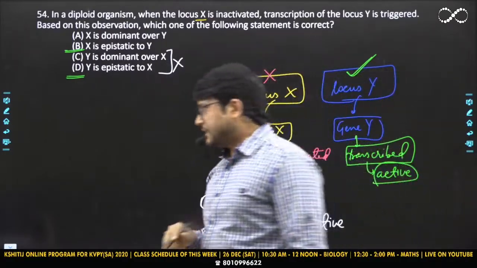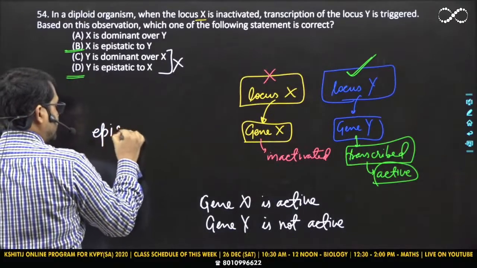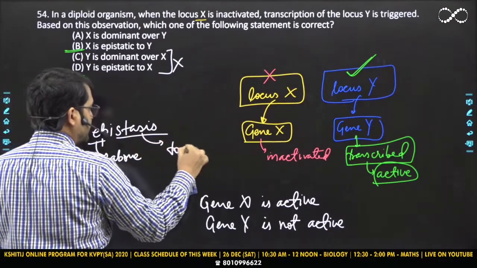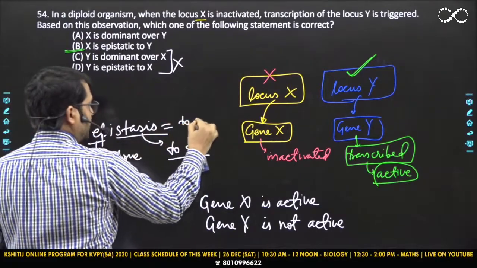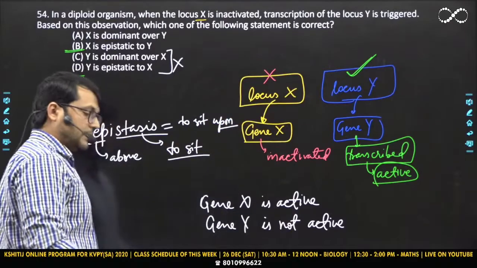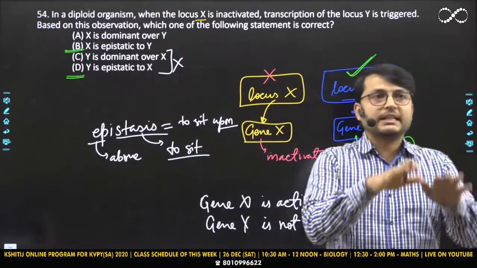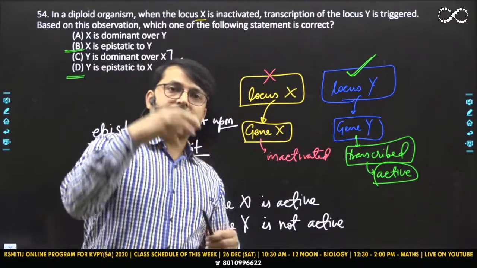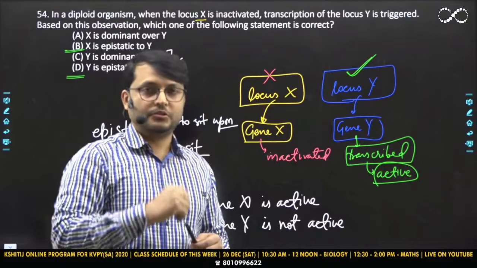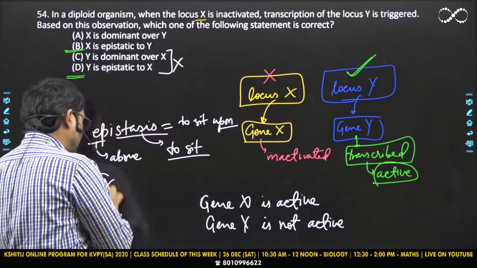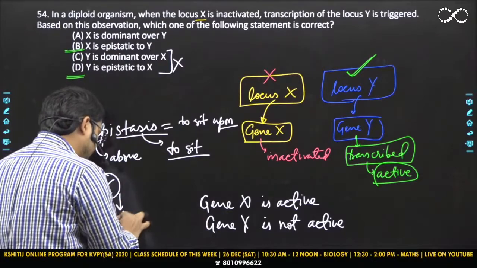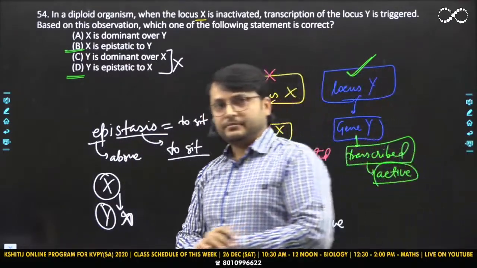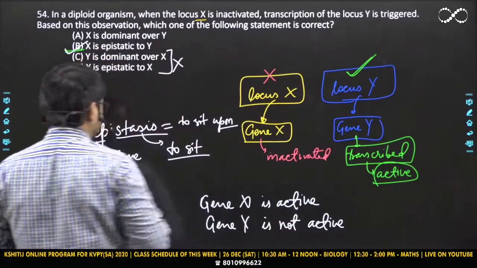Why? See, some people may have a little doubt about epistasis too. Let me tell you. The word epistasis is made of two words. Epi means above and stasis means to sit. So this word is like to sit upon. It means you are sitting over something and suppressing it. So if one gene is epistatic to another, that gene is suppressing the activity of the other gene. Here, X gene is sitting over Y and suppressing the activity of Y. When X is removed or inactivated, then only Y can express itself. So the correct option is B, that is X is epistatic to Y.